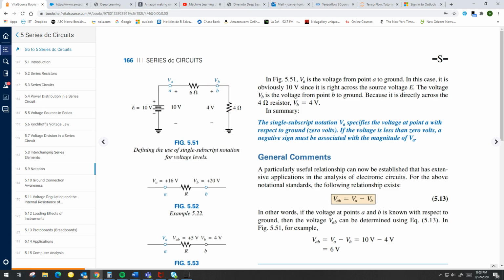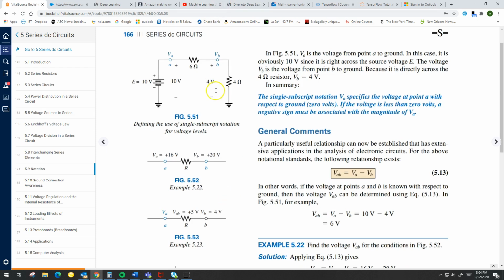So what this notation is saying is that since ground doesn't change in a specific circuit, we can just not label it, because we know it's ground. For most practical purposes, it's going to be 0. So in this notation, we just use one literal. Okay.